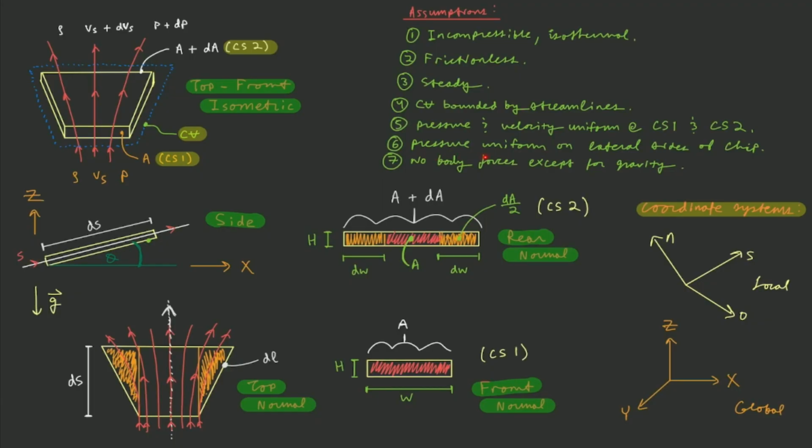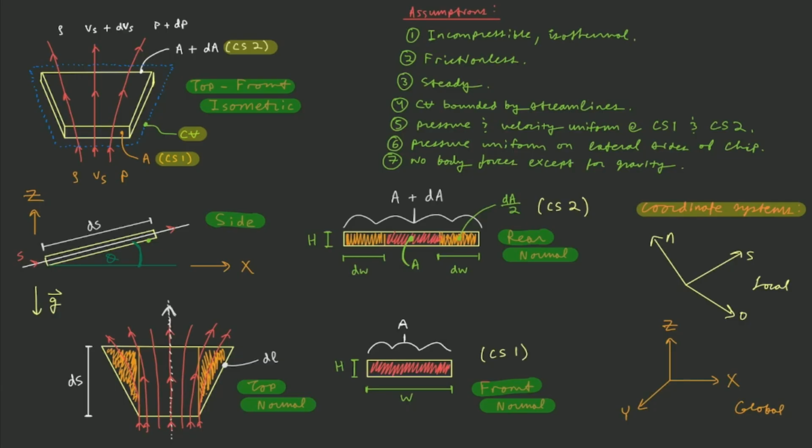We're assuming that our pressure is uniform on the lateral sides of the chip. Again, we're assuming that our pressure on this lateral face and our pressure on this lateral face is uniform, so we don't have to worry about distributions on the lateral faces either. We'll get into that. And we're assuming that we have no body forces except for gravity, so no magnetic fields, no electric fields, nothing like that.